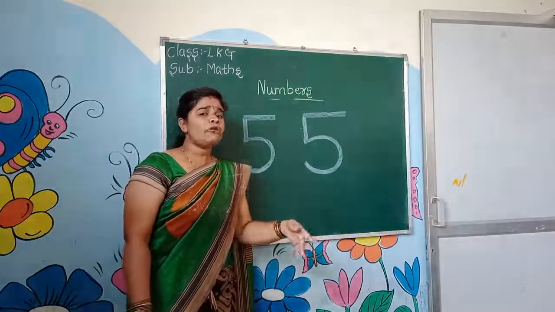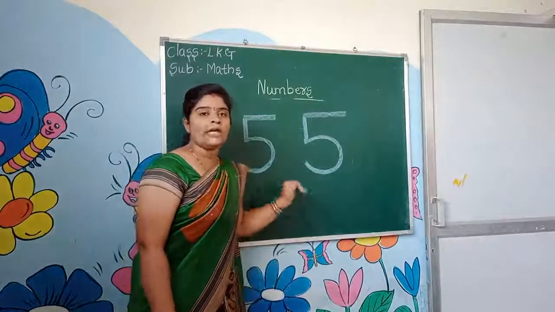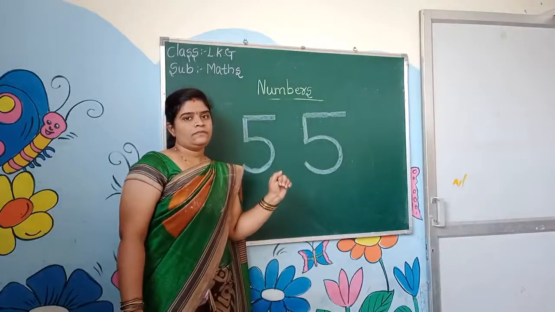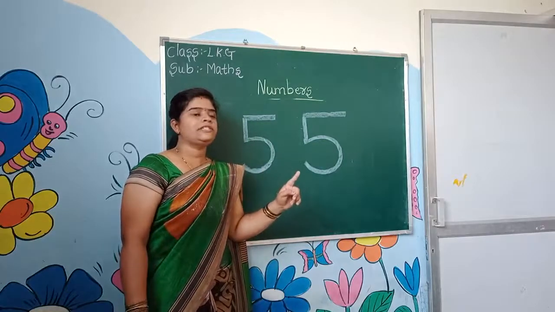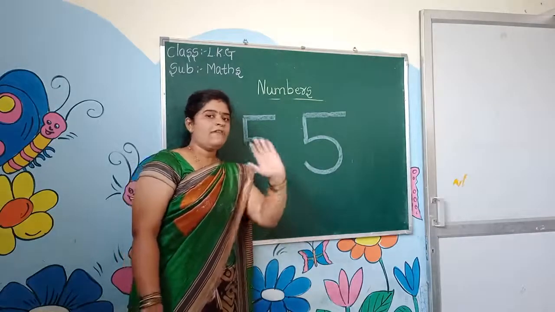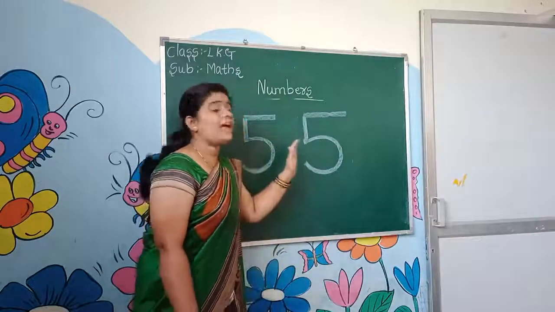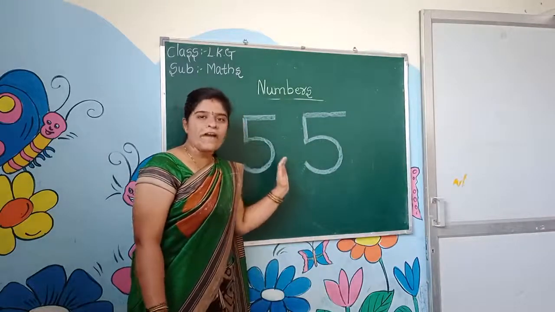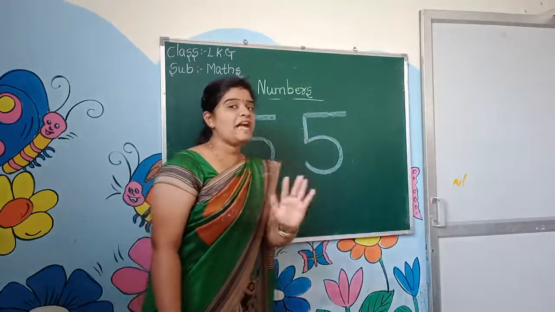Then, how we have to draw pictures here? How many pictures we have to draw here? How many pictures? Very good. We have to draw here 5 pictures. Yes, here we have already written number 5. That's why we have to draw here 5 pictures.